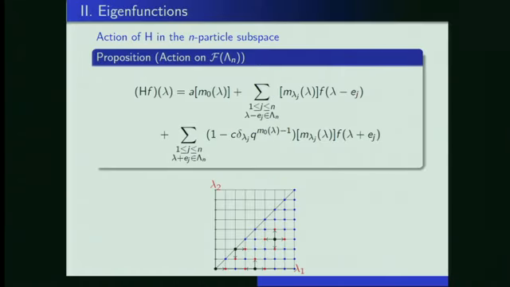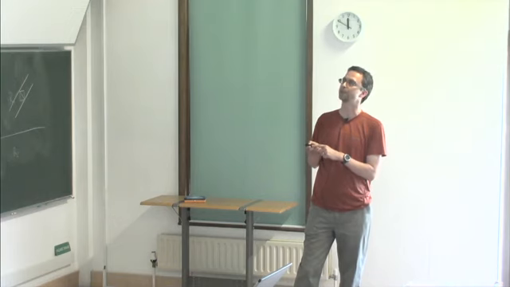So if you have a function in the n particle subspace, so on the space of functions on partitions of length n, then this is how the operator acts. You see here this term comes from the diagonal, and here you get a difference operator, and this difference operator is very much like a Laplacian. If all those coefficients were 1, then it would be just a discrete Laplacian, because you're summing over all the neighbors. You sum the function over all the neighbors in the lattice.